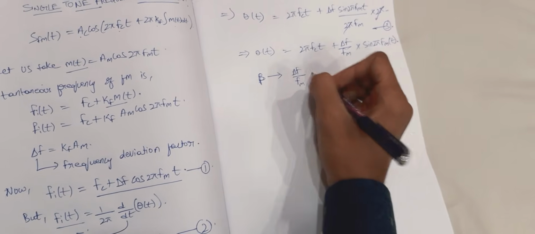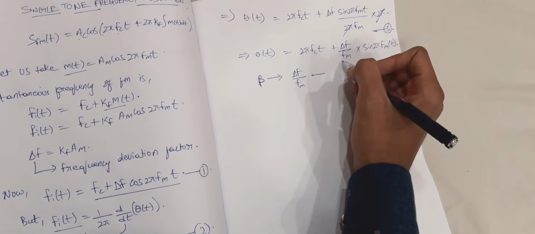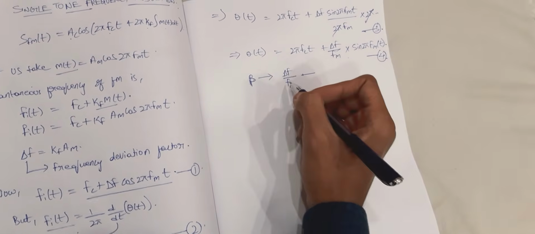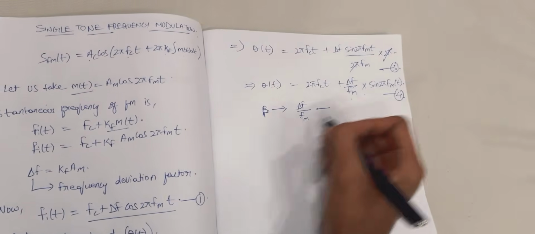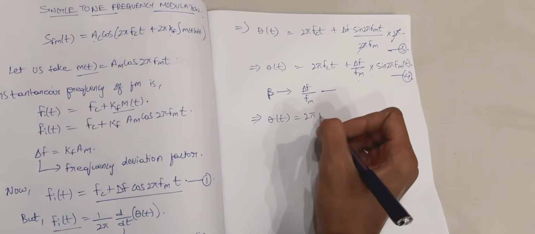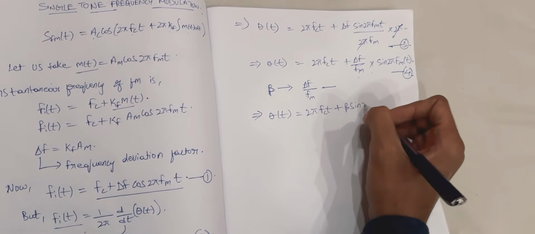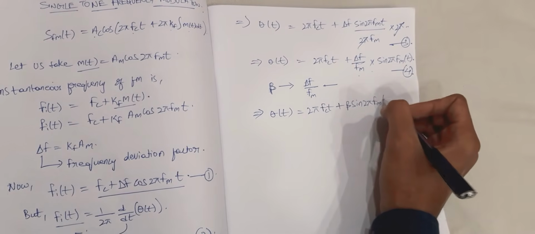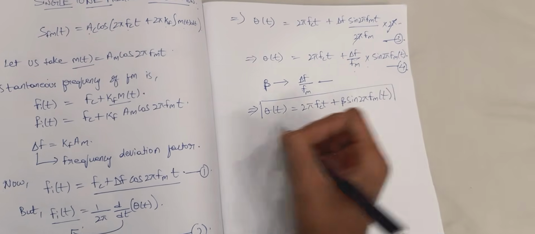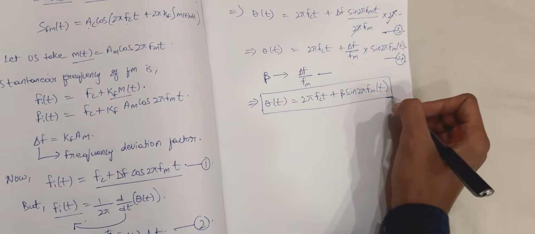Let us consider this equation 4. Substituting the beta value in equation 4, we get theta(t) equals 2 pi fc t plus beta sin(2 pi fm t). This is the final equation.